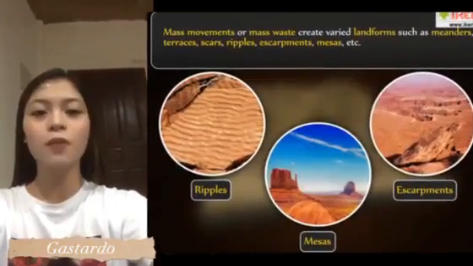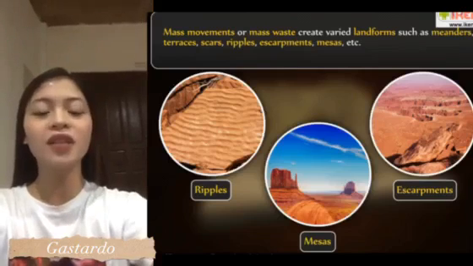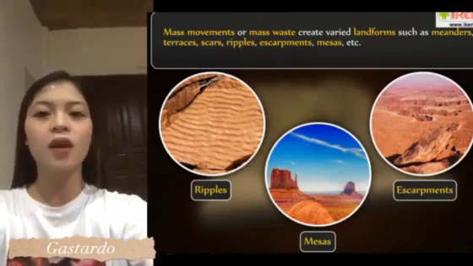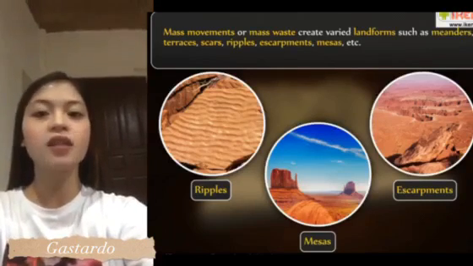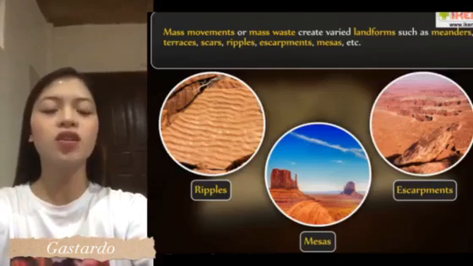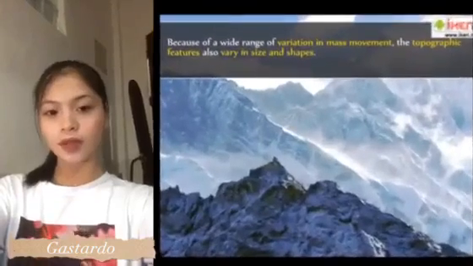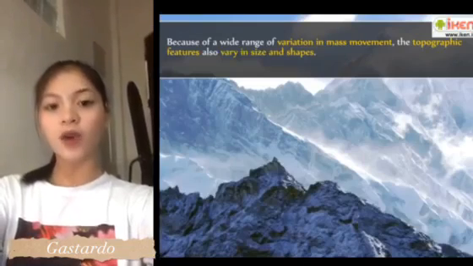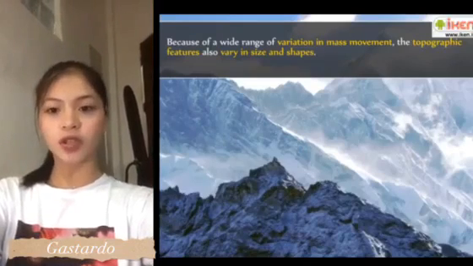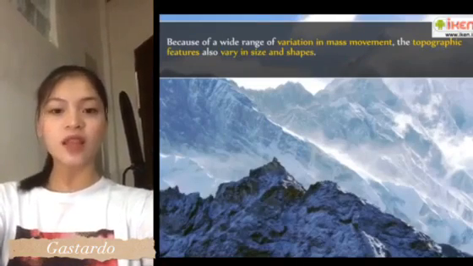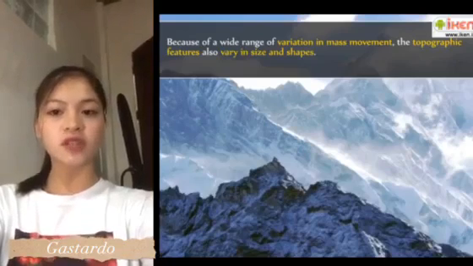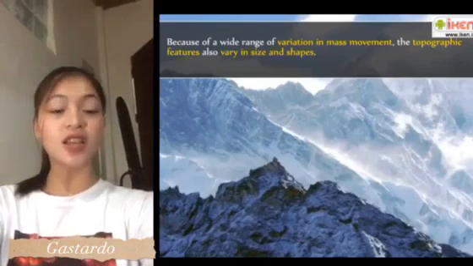Mass movements or mass wasting create varied landforms, such as niches, terraces, scars, ripples, escarpments, mesas, and so on. Because of a wide range of variation in mass movement, the topographic features also vary in size and shape.